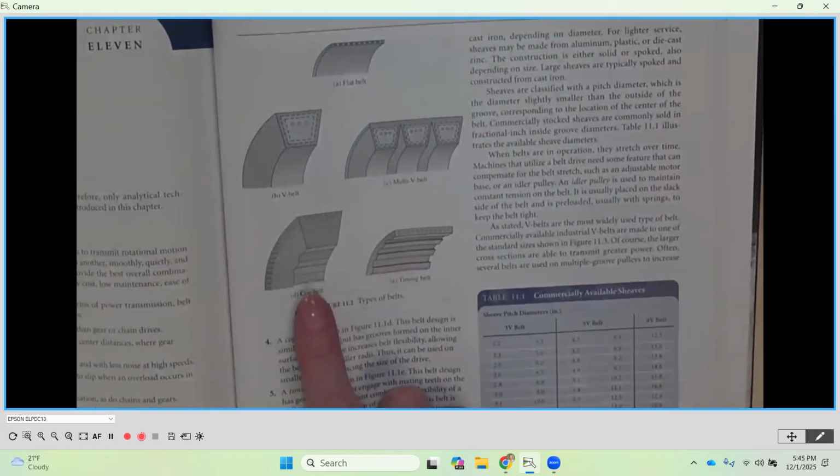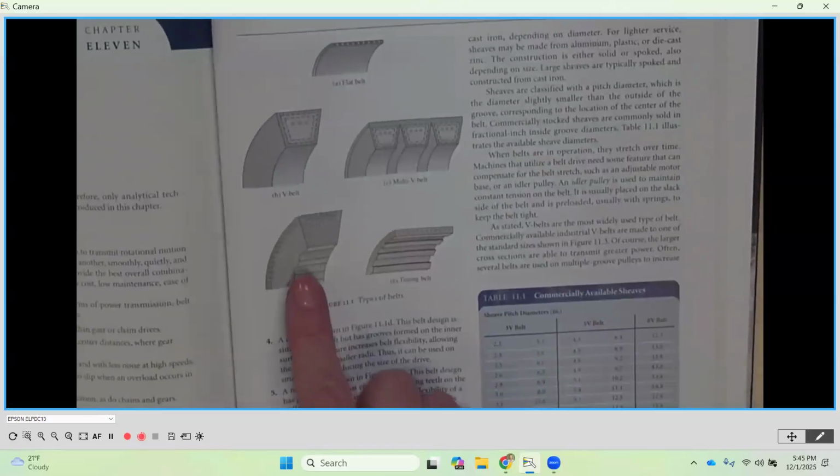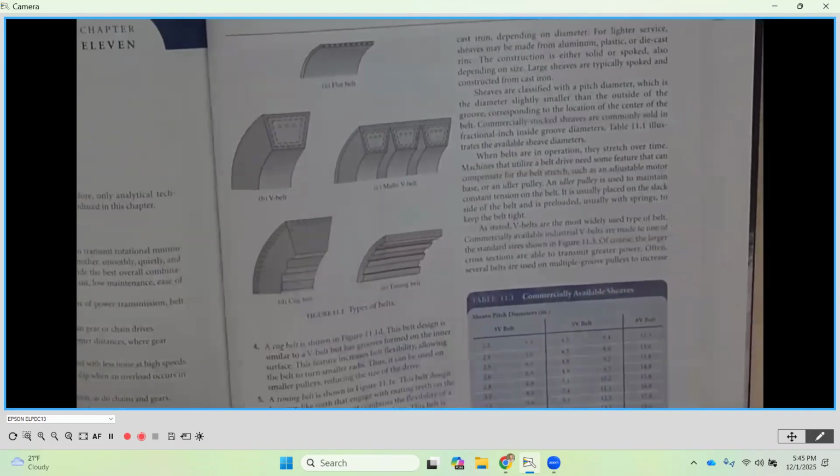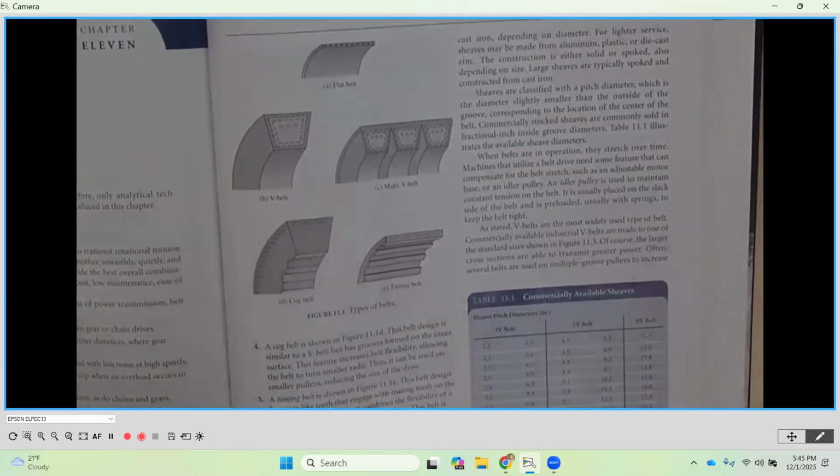The next one we have here is a cogged belt. I don't have one here in the classroom, but it's got these little notches out of it, not to fit over the top of any type of toothed wheel, but this allows a bigger, chunkier belt to make a radius. So it takes a little bit of material out of there in order to do that.